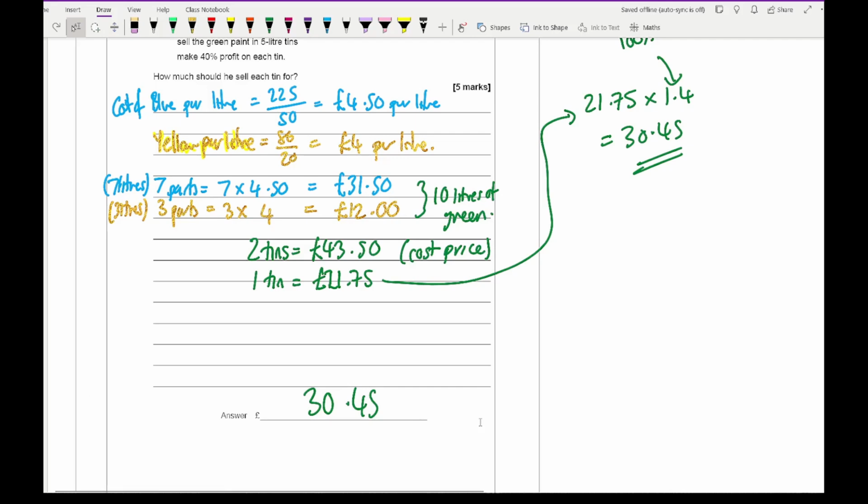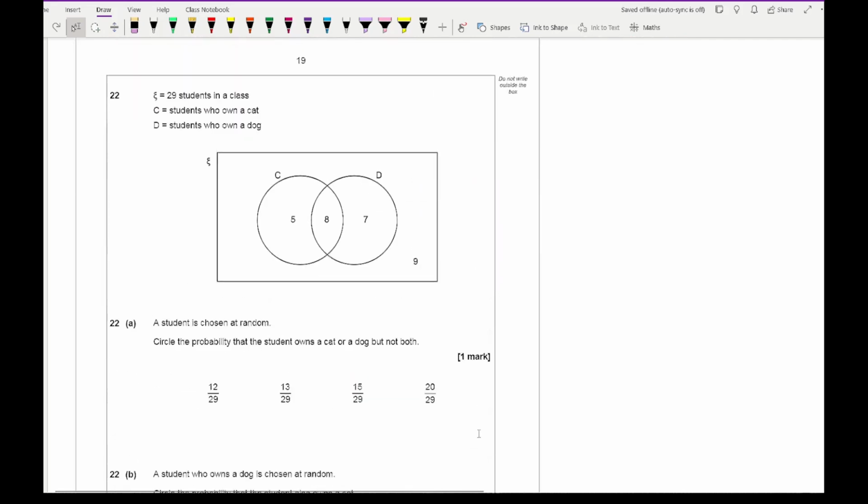Now moving on to our next question, question 22. Here we've got a Venn diagram and it says that the total number of students involved is 29 students. C are students who own a cat and D is students who own a dog. Question 22a says a student is chosen at random, circle the probability that the student owns a cat or a dog but not both. So what we're looking for is this number here and that number there, which gives me 13. So it's going to be 13 over the total sample, which is 29. So it's going to be our second option.